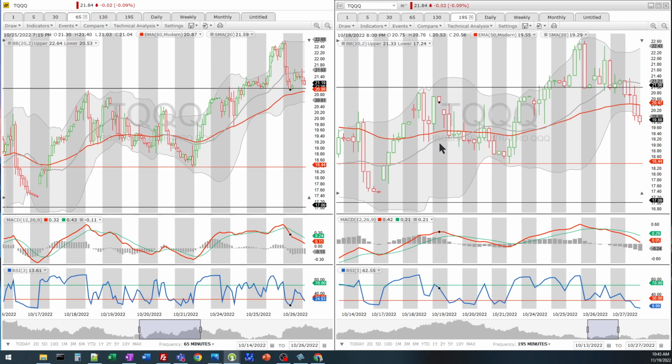But when you look at this backtest here, look at that. This is a higher low than that, and that is still near the zero line.